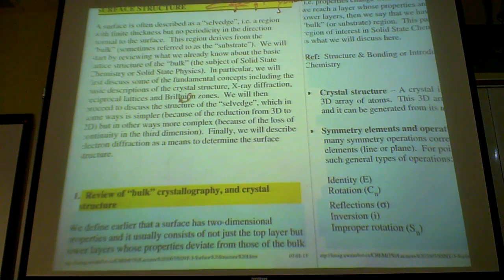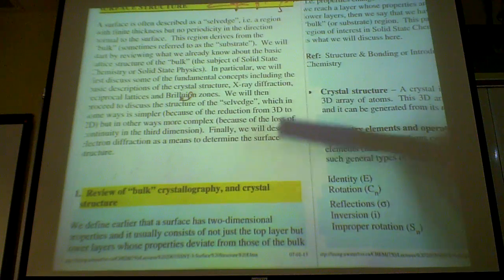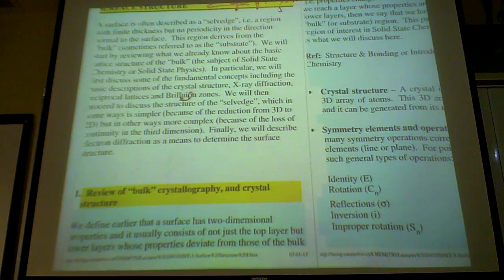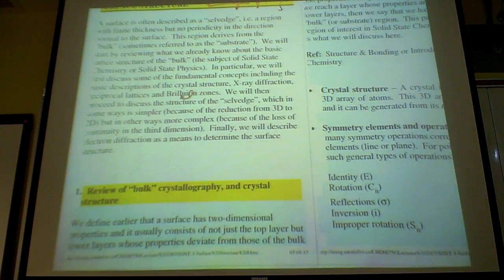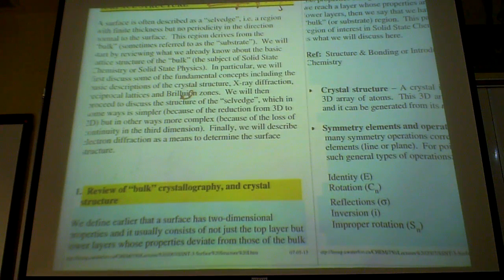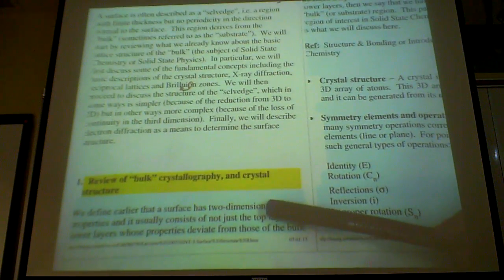And when we talk about surface reconstruction and surface structure, we will use electron diffraction as a primary technique to probe, if you like, the surface structure itself. Okay, so very quickly then, we want to give you a quick rundown of the bulk crystallography, in particular crystal structure, and then we will talk about other things from the surface two-dimensional periodicity.